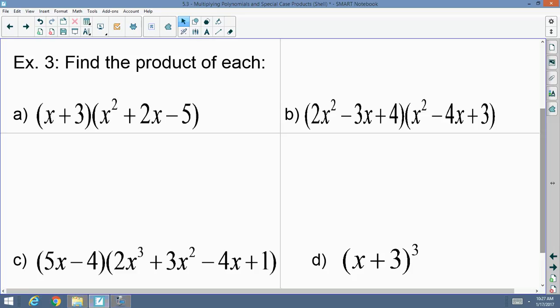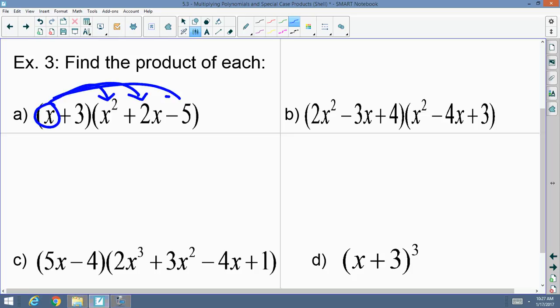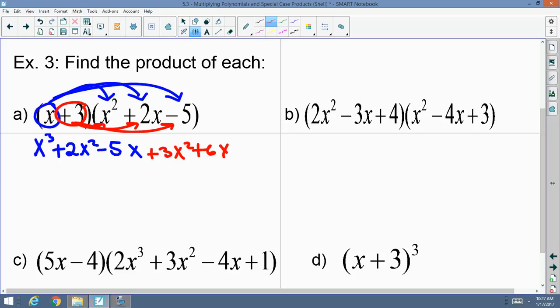We're going to literally kind of FOIL. The first term is going to be multiplied to every single term of the other polynomial. So this will leave me with x cubed plus 2x squared minus 5x. Now I take the positive 3 and I multiply that to every single term, giving me plus 3x squared plus 6x minus 15.